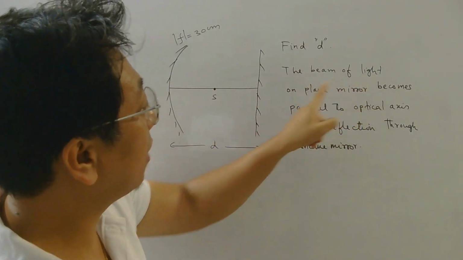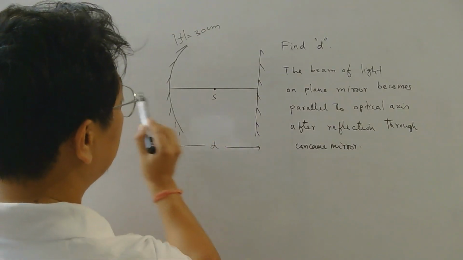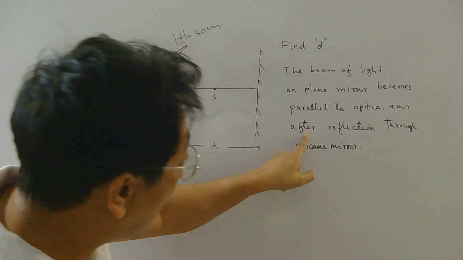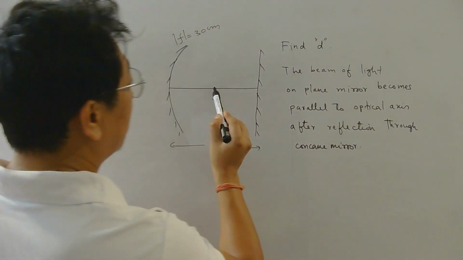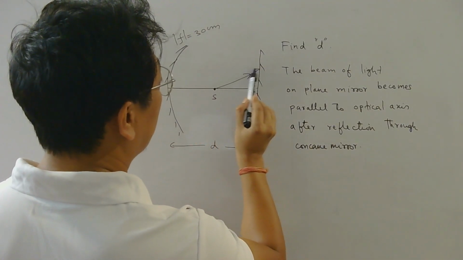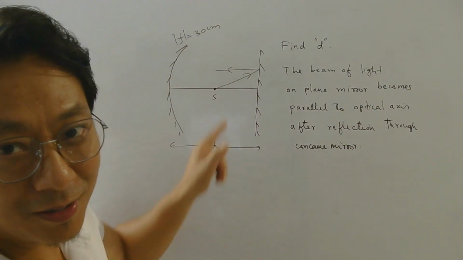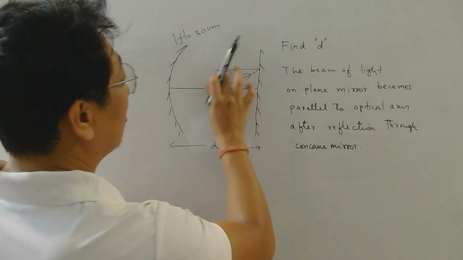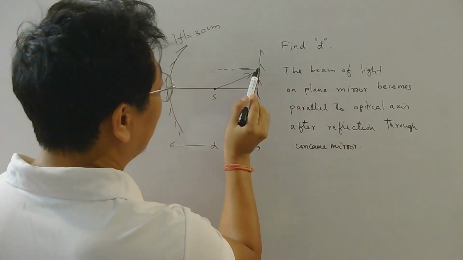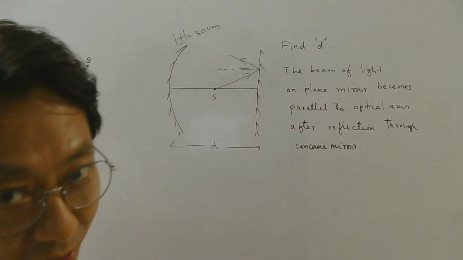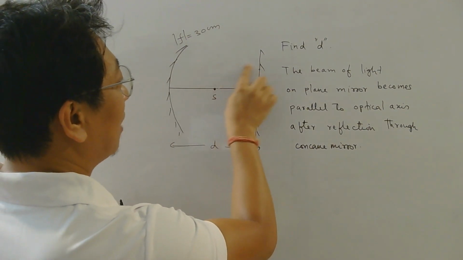So the beam of light on plane mirror becomes parallel to optical axis, that is principal axis, after reflection through concave mirror. So they are not saying after reflection here it becomes parallel to principal axis like this. This is a wrong diagram because normal will be here, no? So light will never be this way, light will go that side of the normal, isn't it? So please understand, this is not how light will go.